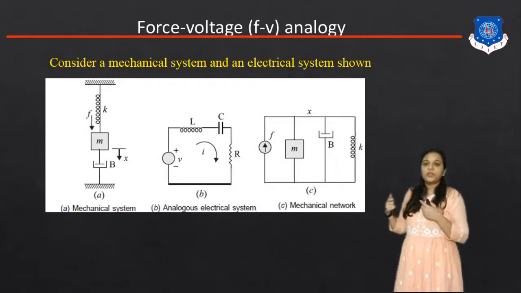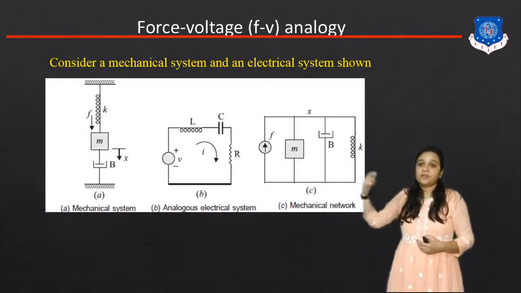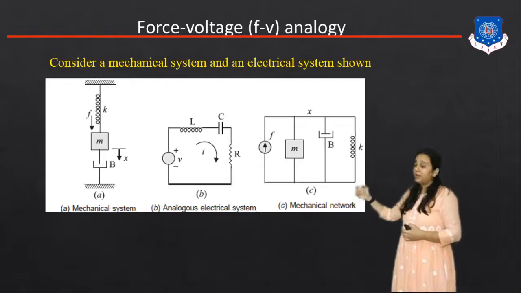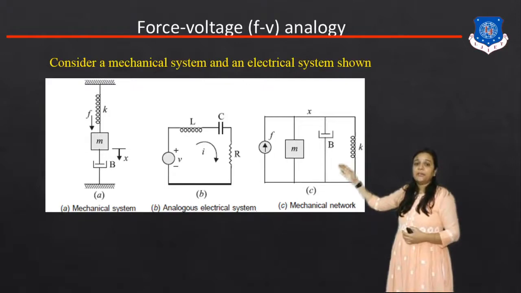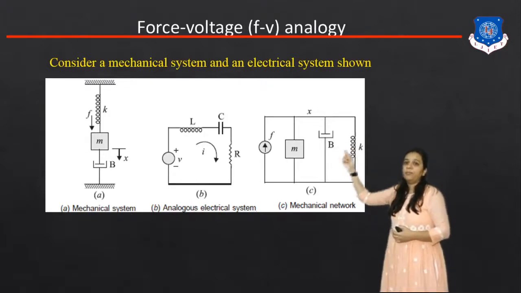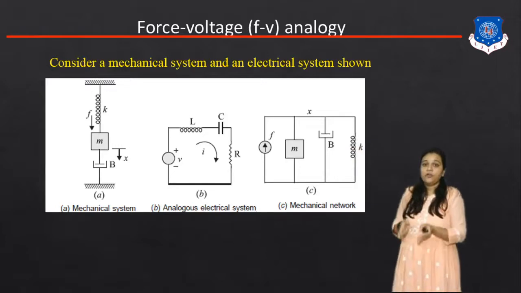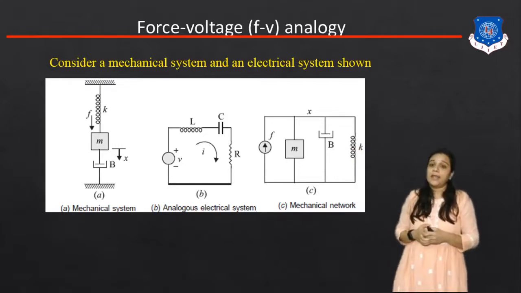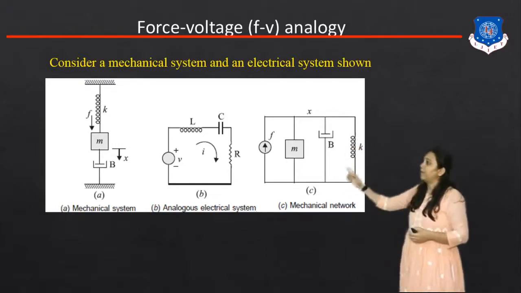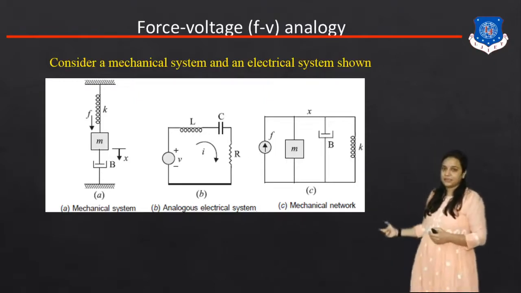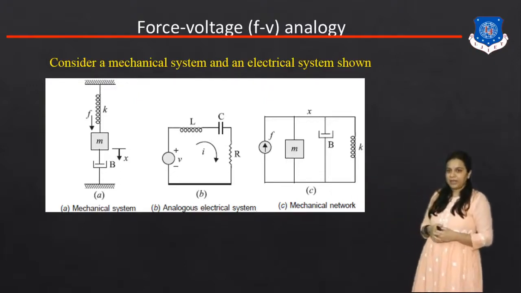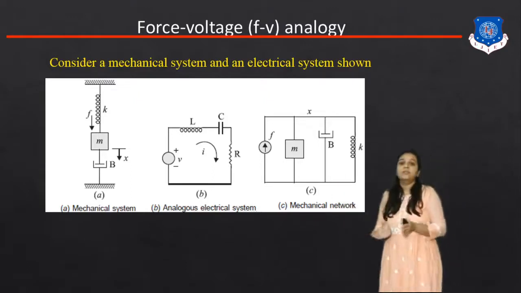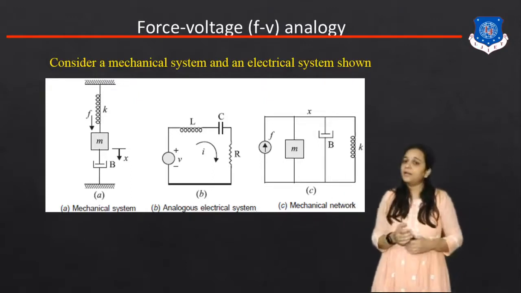So here three diagrams are given. The first one is the mechanical system. In that, force is my input, x is my output, displacement, and the mechanical components will be M, V and K. Now if we draw the free body diagram for this first mechanical system, it looks like this: force is applied, then the mechanical components M, V and K, and x is my displacement.